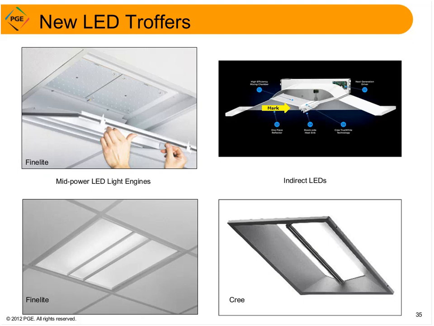These are commonly available in 1x4s, 2x4s, and 2x2s. And it seems that the 2x2 is the most popular as they offer the most uniform light distribution in all directions. Most of these new 2x2 LED troffers are less than $200, compared to new fluorescent fixtures that are around $100 to $150.